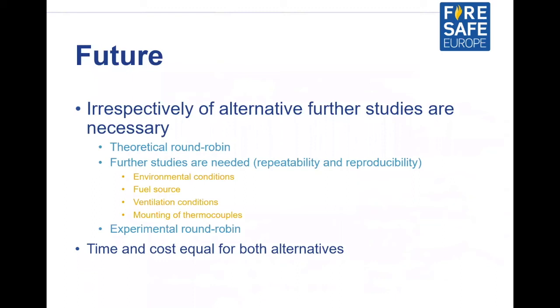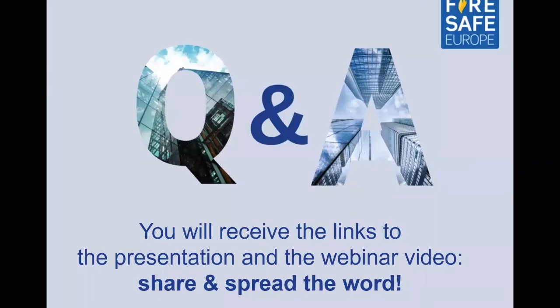And then when all these studies have been done, we will also need to carry out an experimental round robin to ensure that the method is robust enough and that we get good repeatability and reproducibility, at least as good as needed. And we have made a program for this work and also calculated the cost for it. And it's not a big difference between the two alternatives. Both the time needed and the costs are quite similar. So now I leave the floor for any questions.